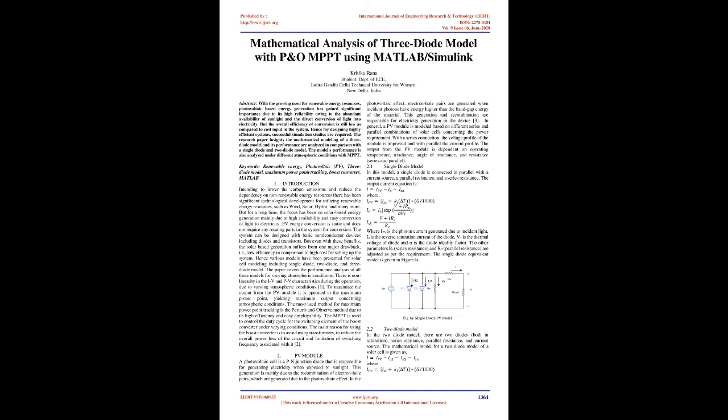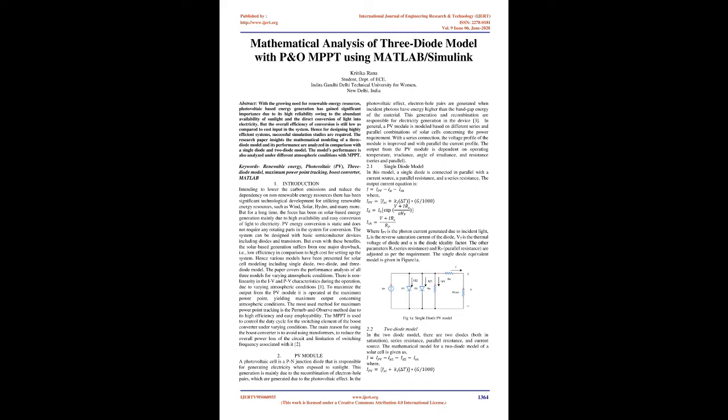The most used method for maximum power point tracking is the perturb-and-observe method due to its high efficiency and easy employability. The MPPT is used to control the duty cycle for the switching element of the boost converter under varying conditions. The main reason for using the boost converter is to avoid using transformers, to reduce the overall power loss of the circuit and the limitation of switching frequency associated with it.